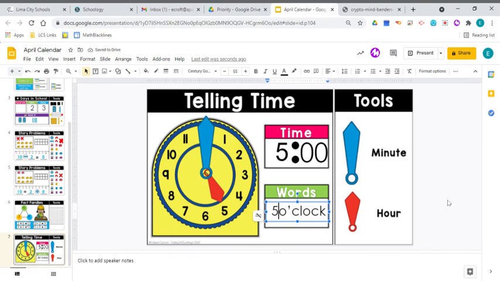All right, after this calendar, I will be including a video about blending together and reading short vowel words.